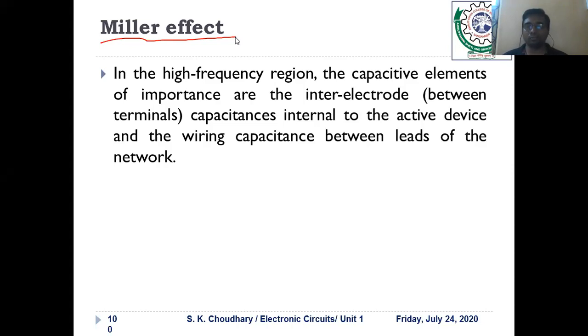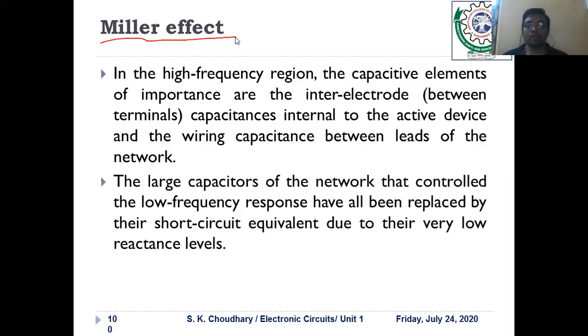It is mentioned here that in the high frequency region, the capacitive elements of importance are the inter-electrode capacitances internal to the active device. Here the active device is the MOSFET, and the wiring capacitance between the leads of the network. The large capacitors of the network that control the low frequency response are the coupling C1 and C2 and the bypass CS.